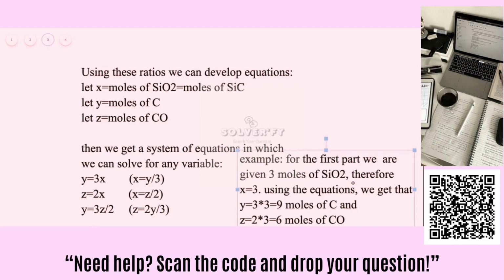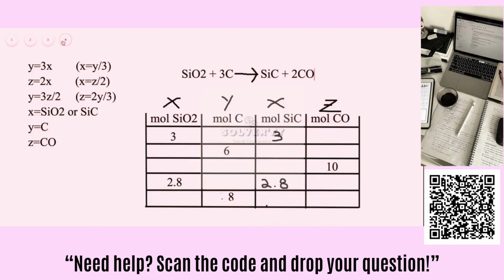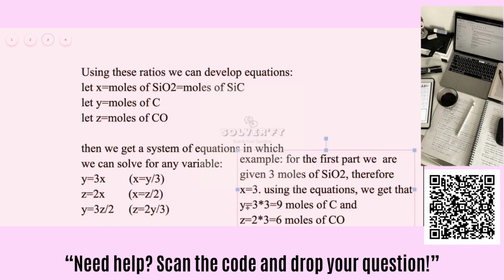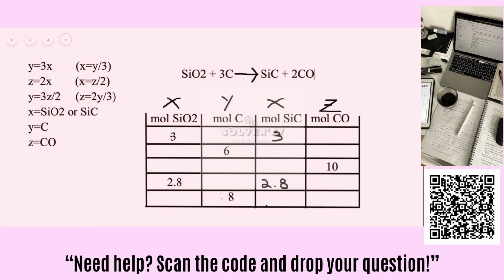So we get X equals 3, so we can plug in these two immediately. X equals 3 is going to be the same as this SiC over here. And then moles of carbon and carbon monoxide. Y, carbon, is going to be 3 times 3, which is 9. And carbon monoxide will be 2 times 3, which is 6. So here we will get 9, and here 6.